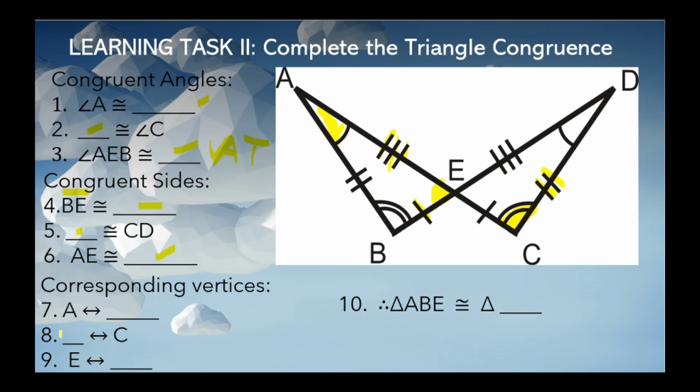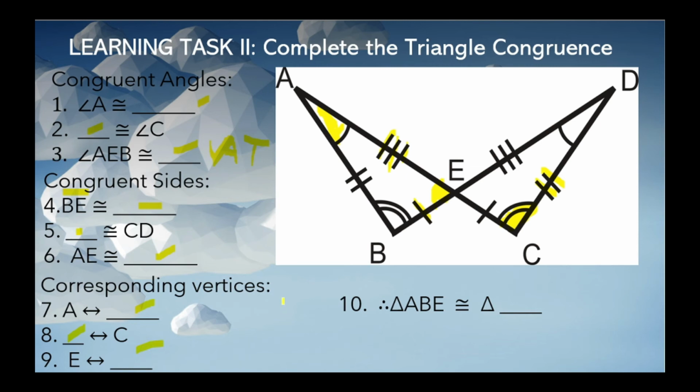Alright? Next, number 7, corresponding vertices. Ano yung ka-pair nitong mga vertex natin? Vertex A, ito yung A na to, corresponds to blank. So, saan yung katapat niya? Next, number 8, blank corresponds to vertex C. Number 9, vertex E corresponds to blank.